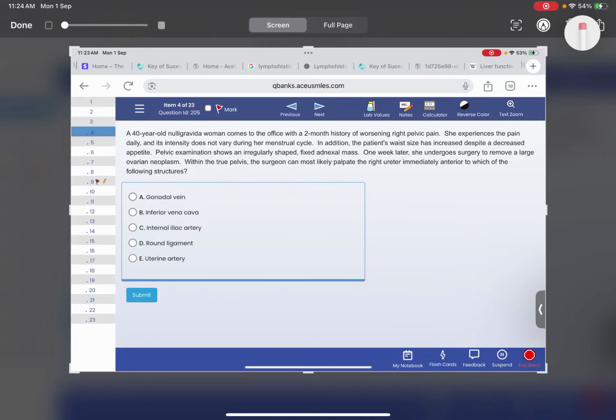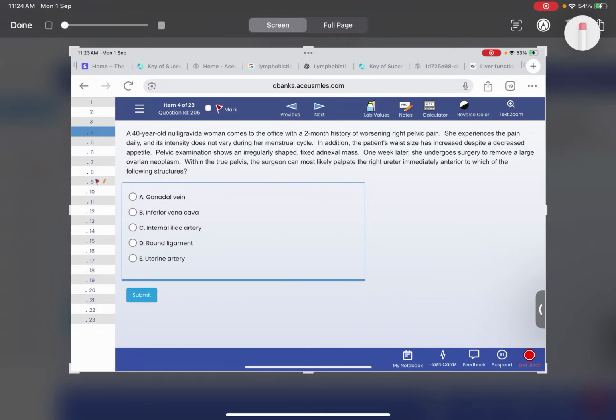What do you mean by under? Under is posterior, right? Yes. So above is the uterine artery, and above means anterior in this case, right? Yes. So what's the correct option?